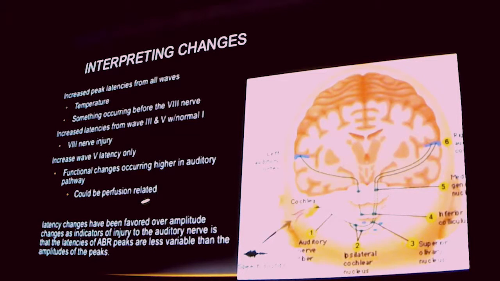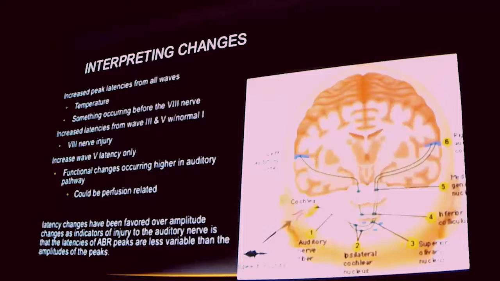Increase in wave 5 only could be functional changes occurring higher in the auditory pathway. Could be perfusion related, and it could also be retraction, stretching of the nerve. I've seen where they've retracted the cerebellum, and the only thing that started shifting out was wave 5. That's just because they're probably causing pressure on the brainstem itself at that point.